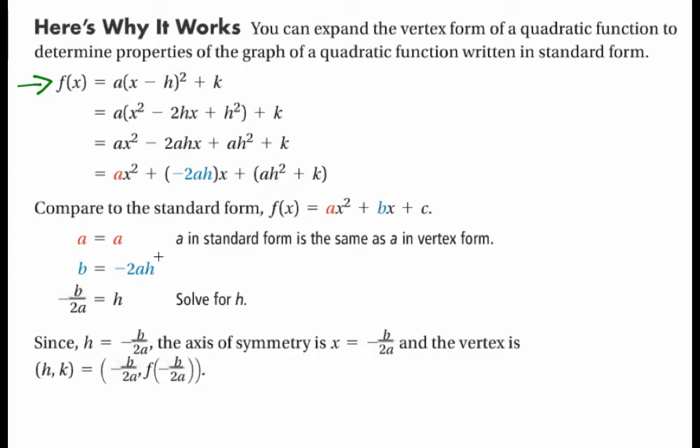So if we compare this to standard form, a equals a, b equals negative 2ah, which generates negative b over 2a equaling h, if we solve that for h. So that's where it comes from. H, which we know is the x-coordinate of the vertex in vertex form, can now be thought of as negative b over 2a in standard form. So that's where that negative b over 2a comes from.